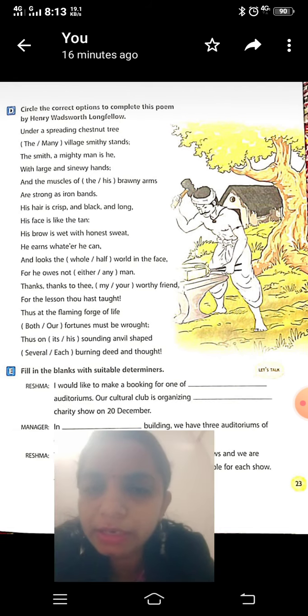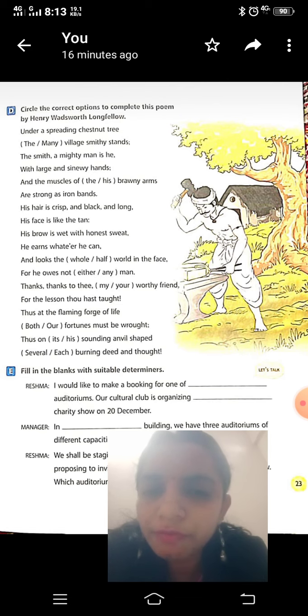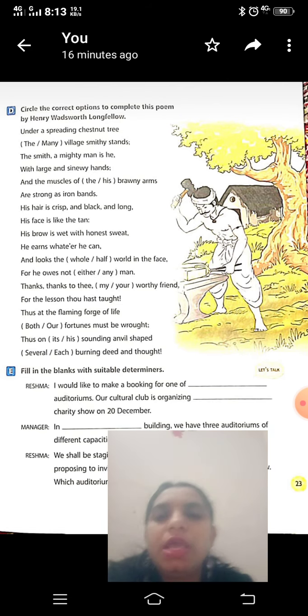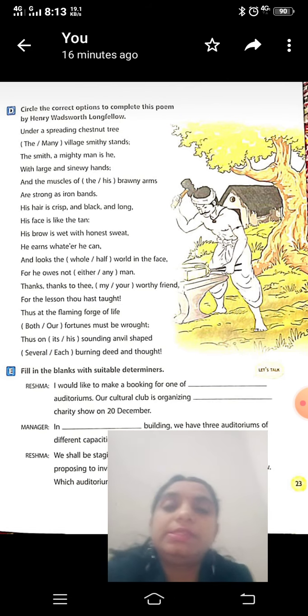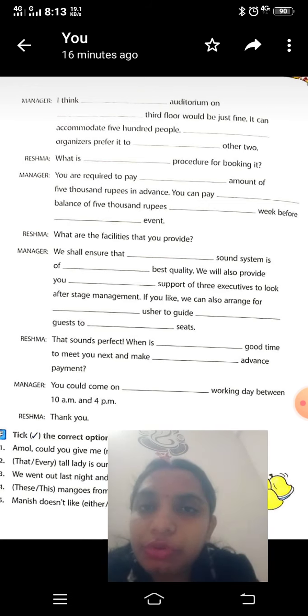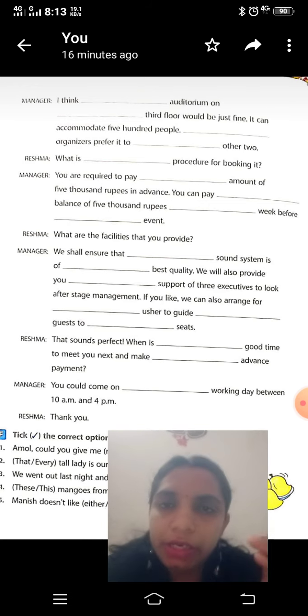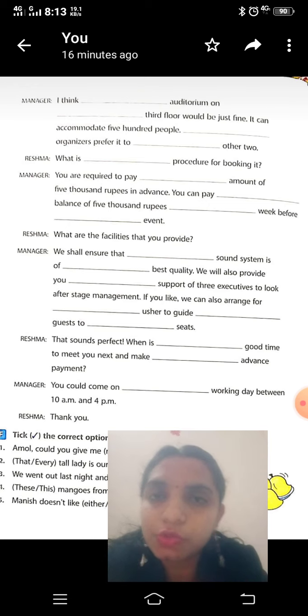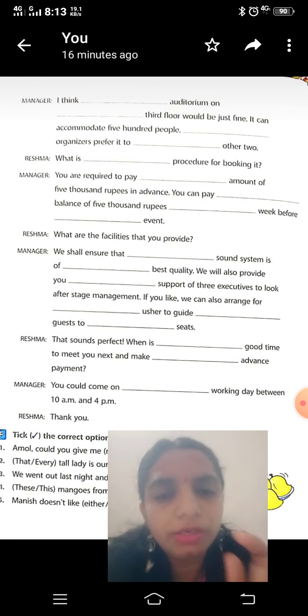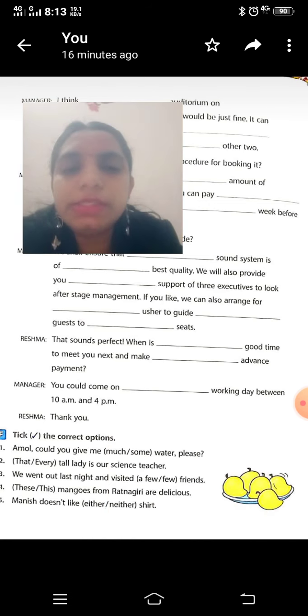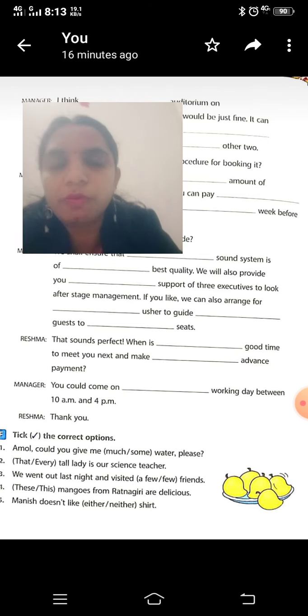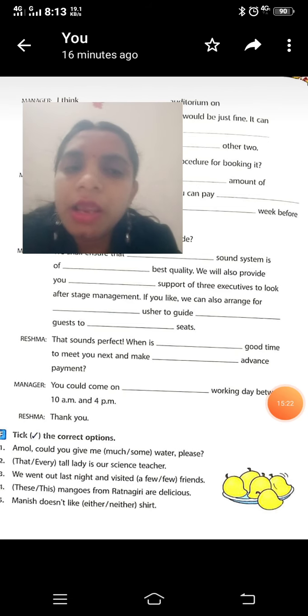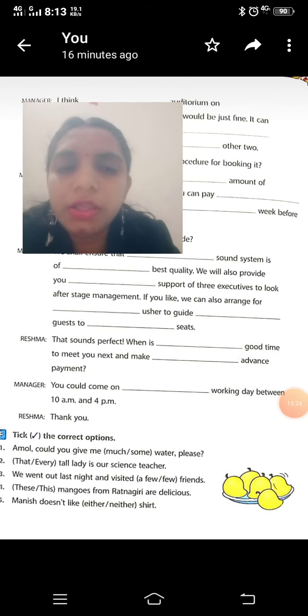Then what about fill in the blanks with the suitable determiners. Here one speech is given in exercise E, so go through that speech, read it properly, you can enact it also, and fill up with the determiners. This is today's homework, exercises D and E, and we will discuss the answers tomorrow.